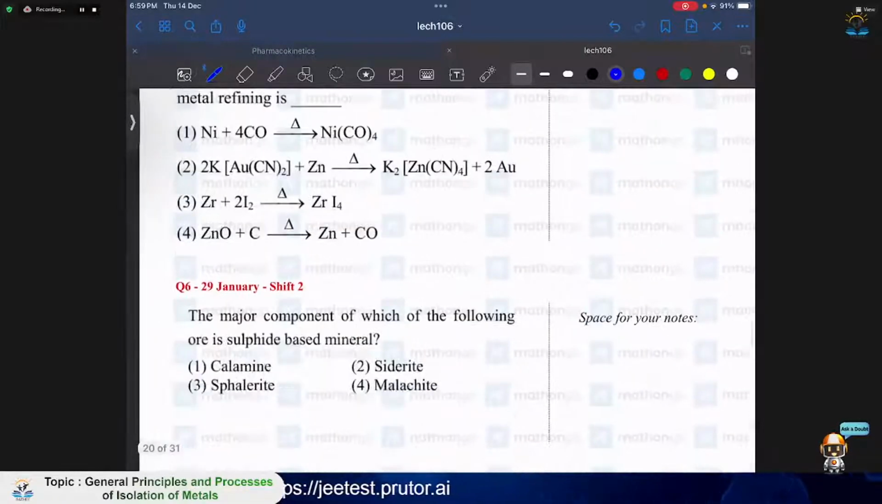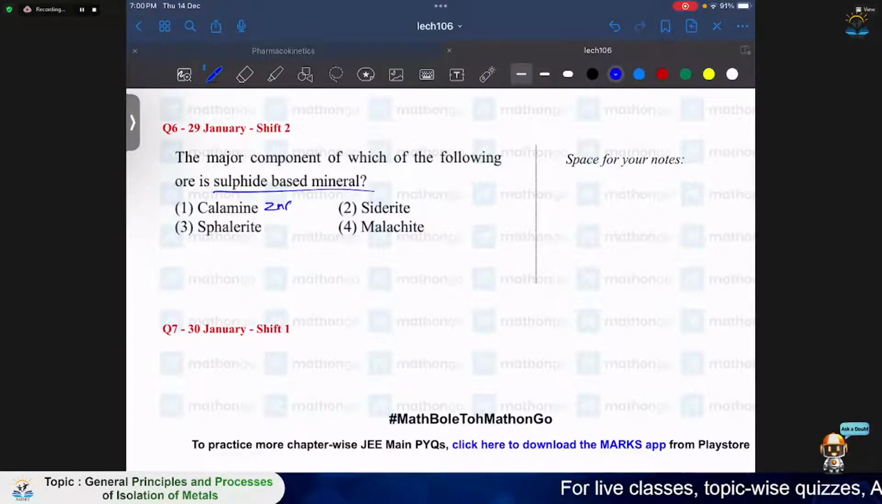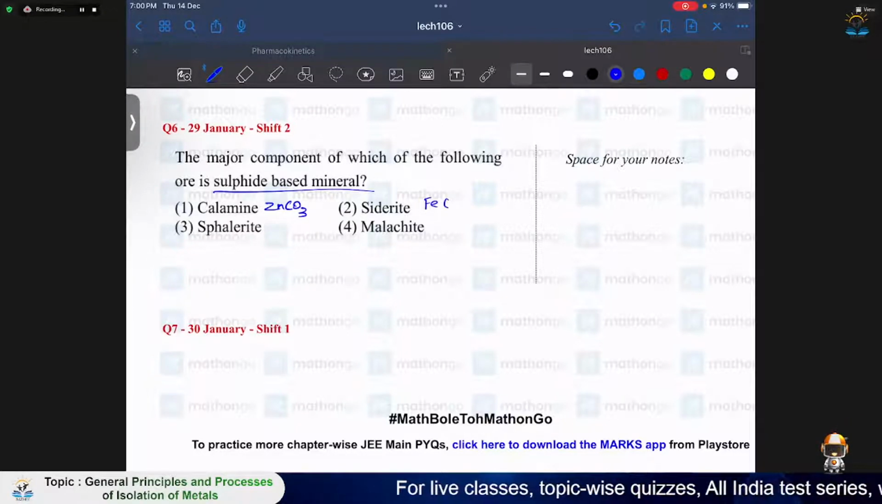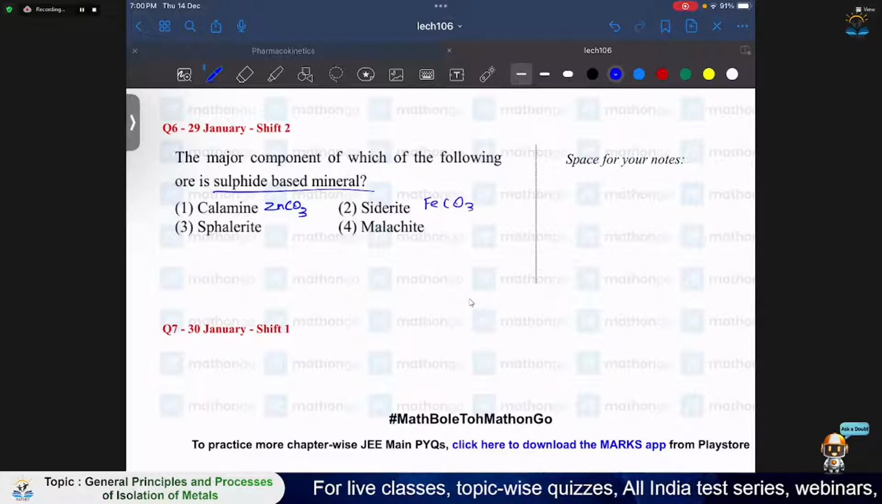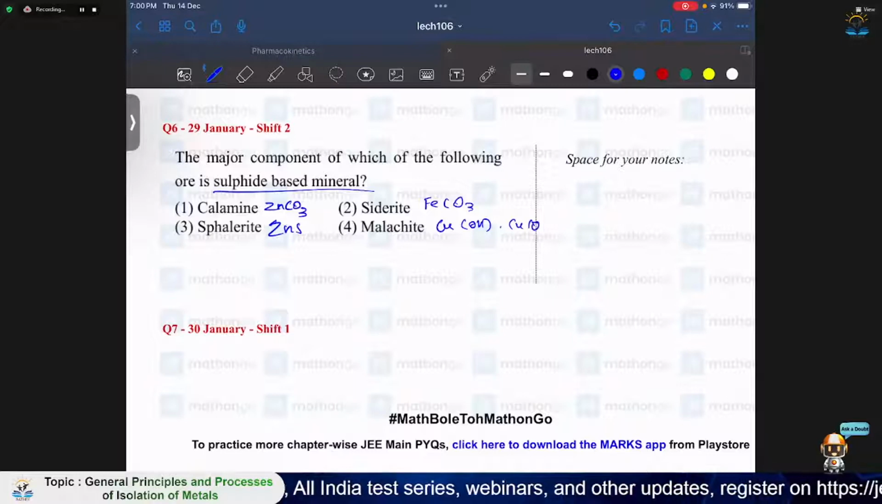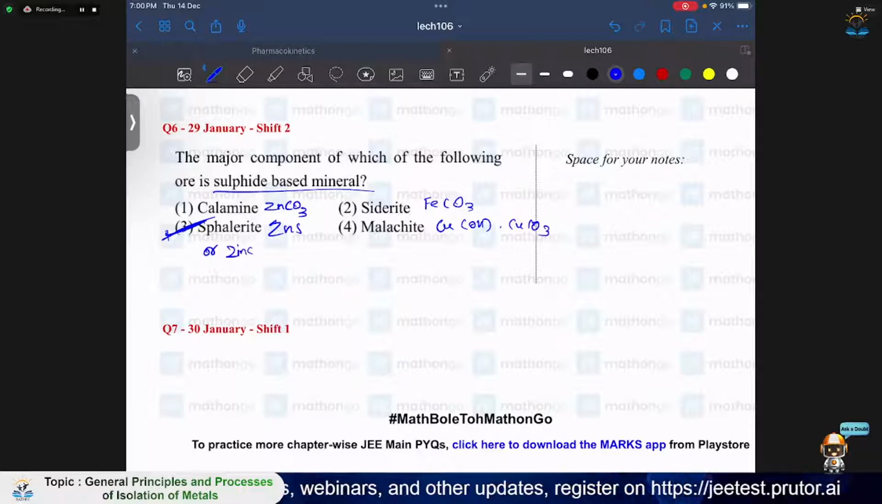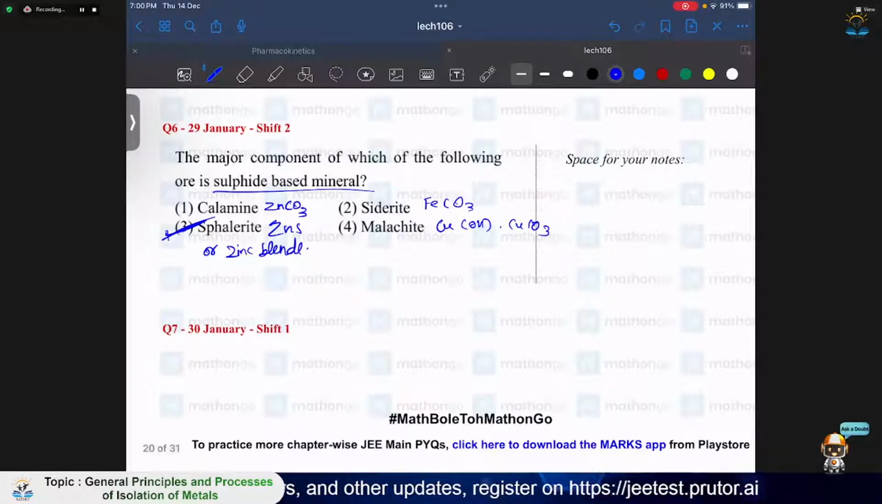Mond's process for refining, we have not covered it. Major component of which of the following ores is a sulfide based mineral? Okay, let's write out all the options. So calamine is zinc carbonate. No sulfide is present. Siderite is FeCO3. Sphalerite is ZnS. Malachite is... So yeah, we have our answer. It is sphalerite or zinc blende. It is also called zinc blende.